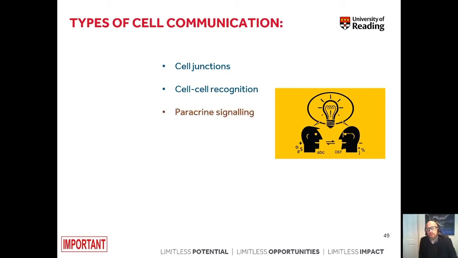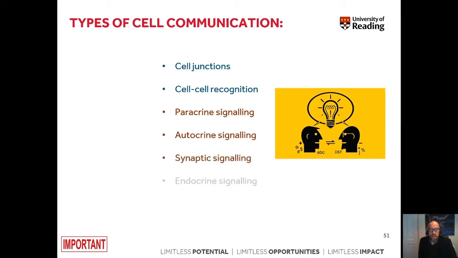There is also a type of cell signaling mediated by biochemical signals. And the first type of this signaling is so-called paracrine signaling. In addition to paracrine signaling, we can have autocrine signals, synaptic signals, and there is also endocrine signaling. So what are the differences between those types of cellular communication?